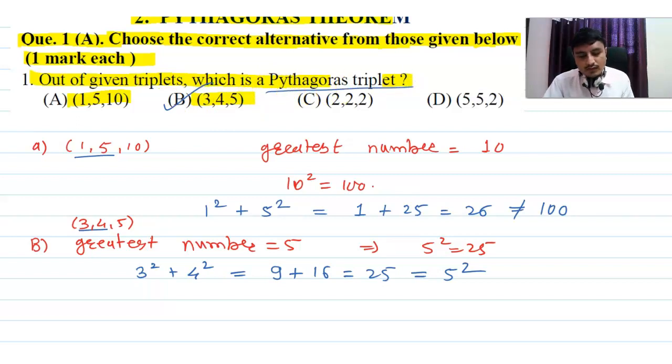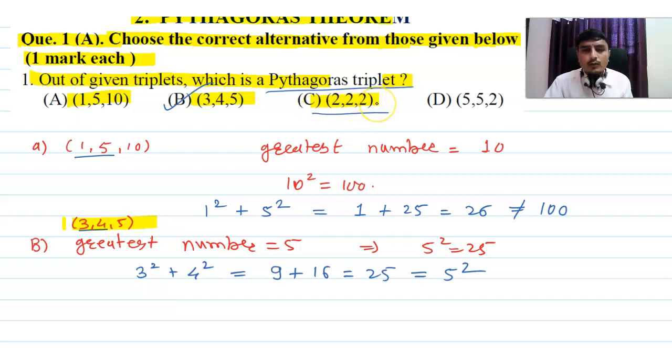Look at the next option. We are verifying the next options too. Since the given numbers 3, 4, 5 are a Pythagoras triplet, they are the sides of a right angle triangle. And we know the hypotenuse is the longest side of the right angle triangle. Look at option C.